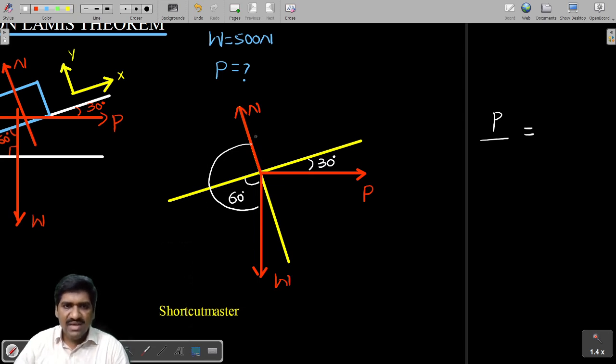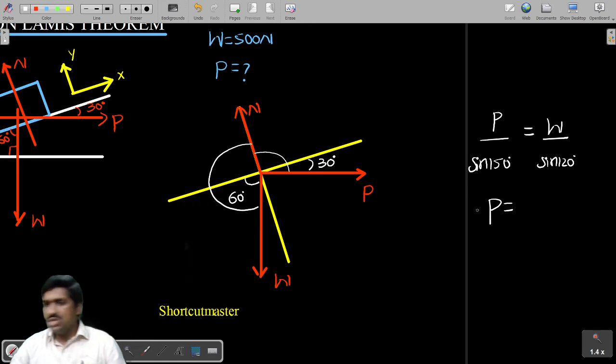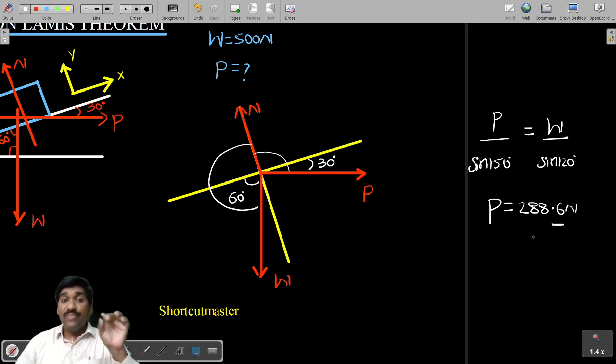Therefore, this becomes the angle. So 90 plus 60 has to become definitely how much? Sine 150. Okay, is equal to W divided by sine of the angle between the other two forces. Okay, 90 plus 30. This has to become definitely 120. So if you just equate these, you will get an answer of almost 288.6 newtons is the value. Okay, problem is over.